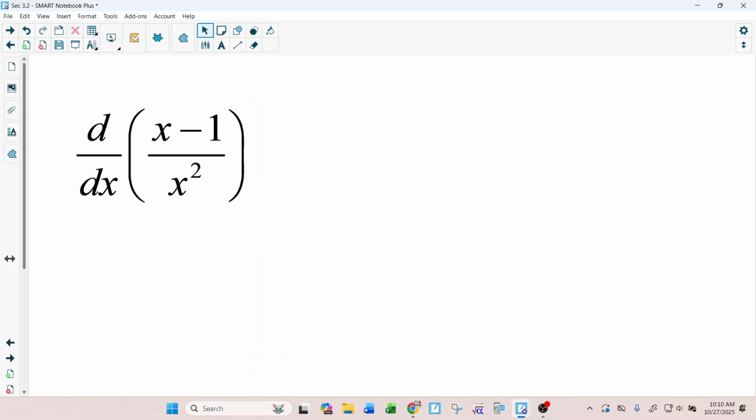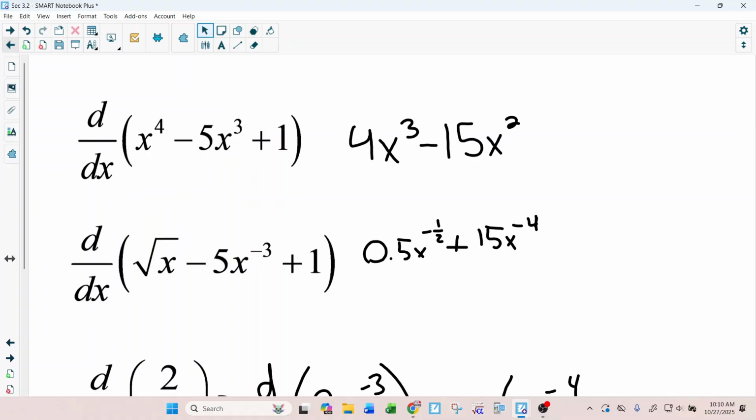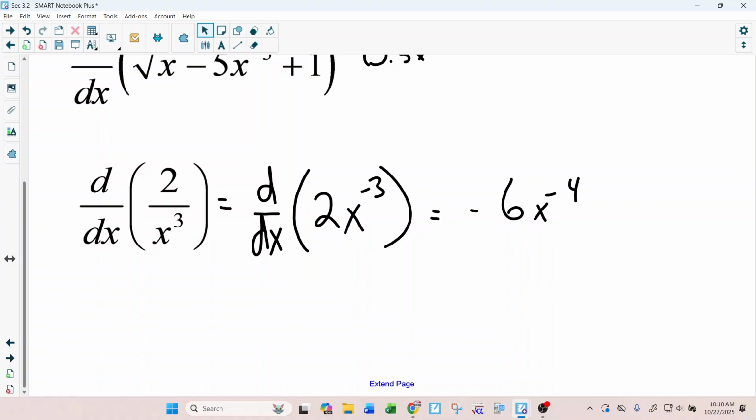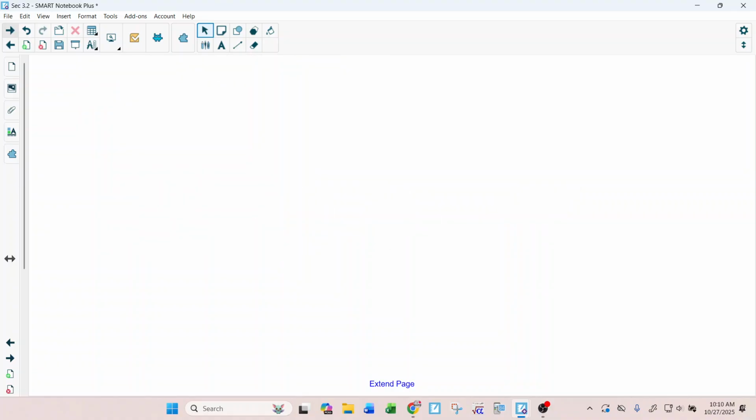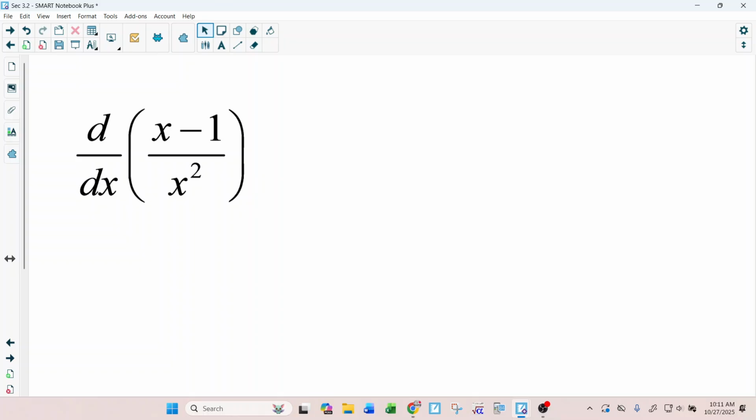Now, one of the problems is what happens if we have something like this. Okay. We can't do the same thing as we did here. So what we want is we're going to come up with a rule to help us in this situation. That will be a quotient rule. Today we want to look at a product rule.